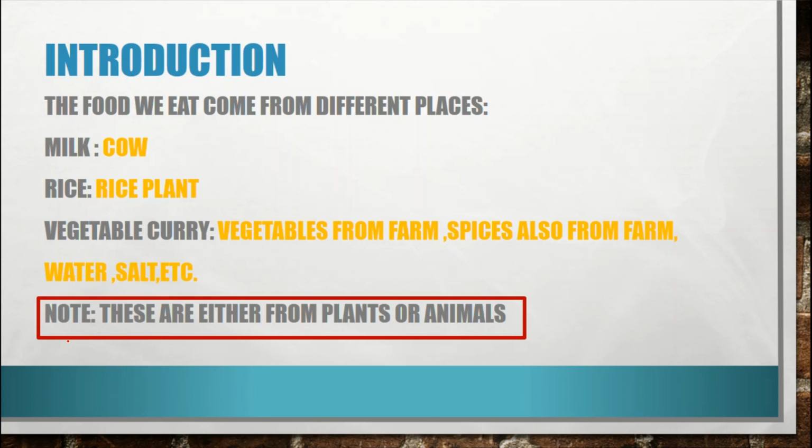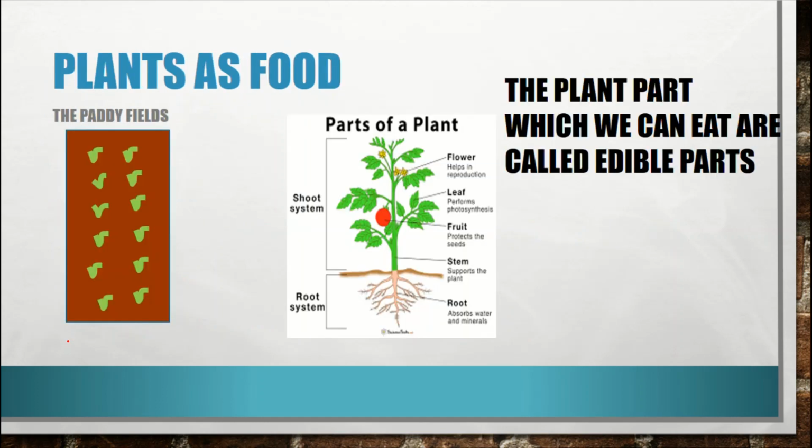Okay, from the above three examples, what can you infer? The thing we can infer is that the food we eat is either from animals or plants. Yes, the milk from the cow is from an animal. The egg from the hen is from an animal. The rice plant from which we get rice is a plant, and vegetables from the farm are also plants. Now, plants as food.